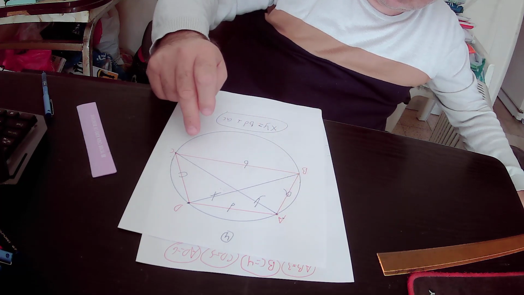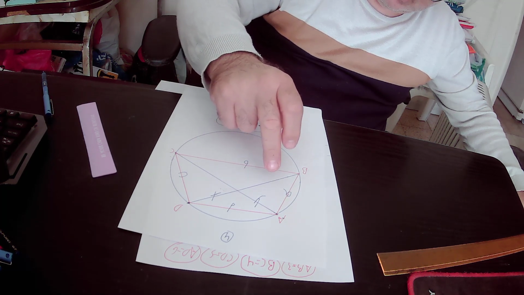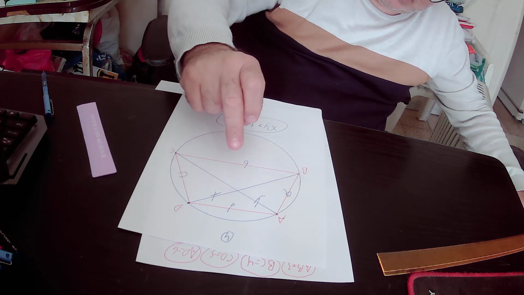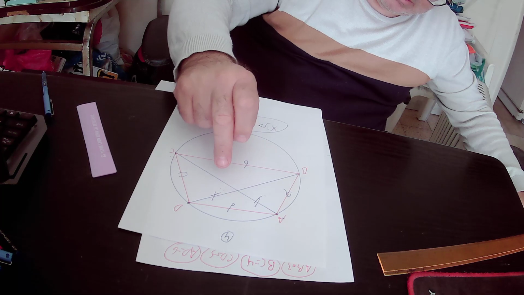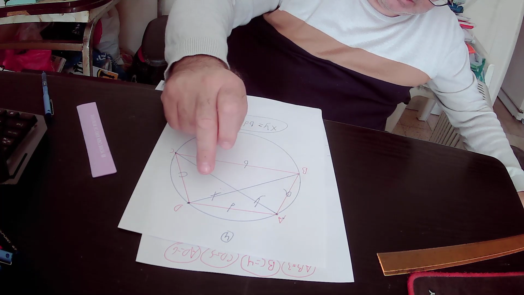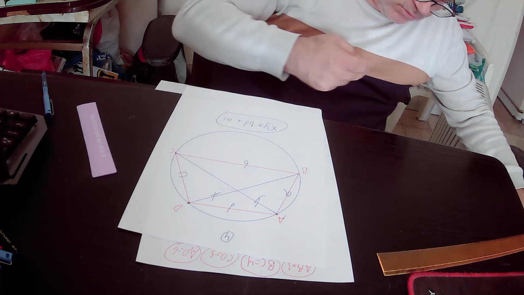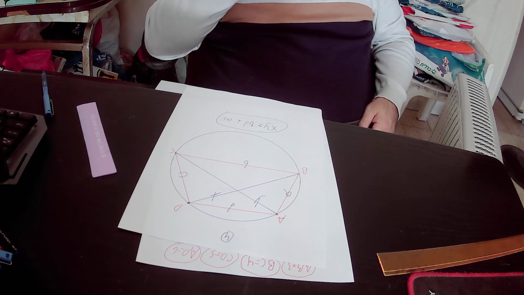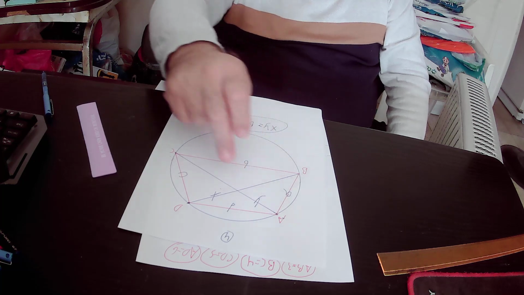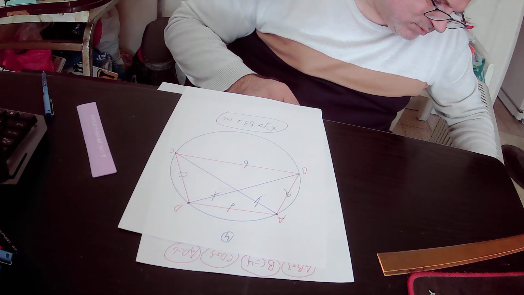Diagonal AC is defined as y, or it equals y units in its size, and diagonal BD is defined as x, that is to say diagonal BD equals x units in its size. And according to rule number 2, the product of its diagonals, that is to say x times y, equals the sum of the products of its opposite sides.